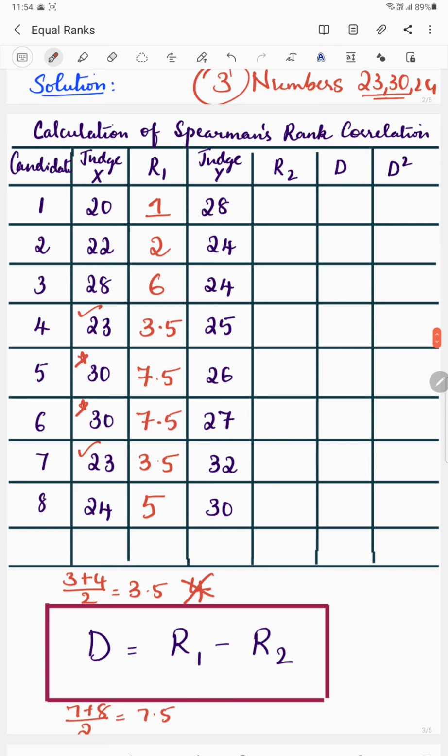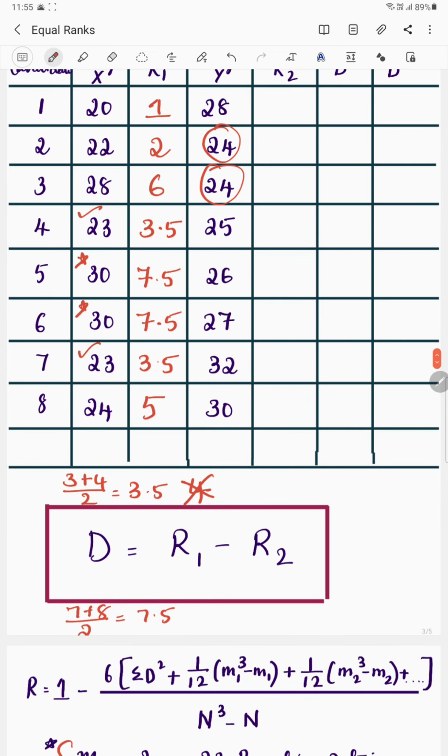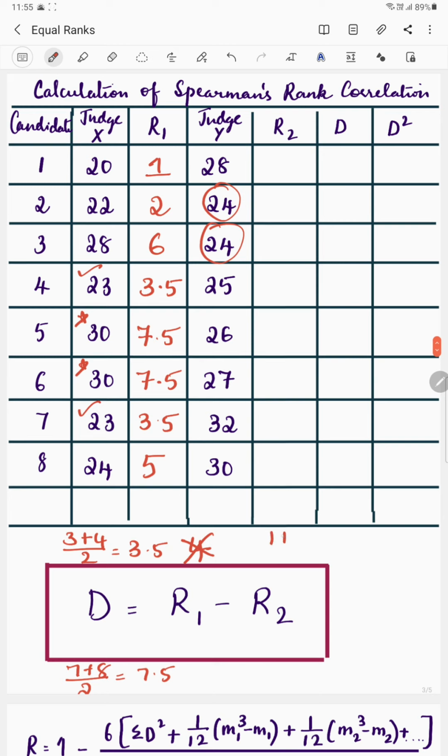Now we will move to the next series, that is the Y series. Okay, now in this also, which is the least one? Actually, first I'll just circle what is repeating. Here also I just put a tick and star. Here 24 is repeating. The least value is 24 only. So the first position plus the second position divided by 2 will give me 3 by 2, which is 1.5. That means my ranking would be 1.5 and 1.5.